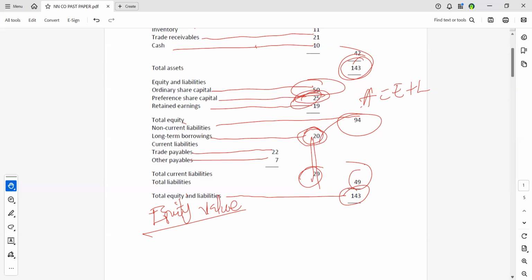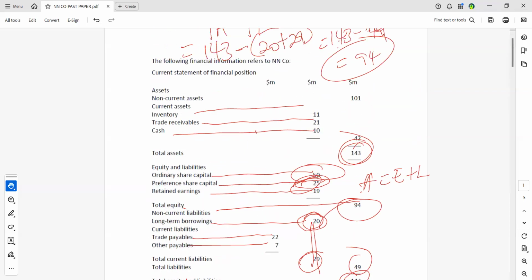Preference shareholders paid their portion off. Debt holders taking their portion off. What is left is the equity shareholders' value. So this is why we are going to subtract the 25.